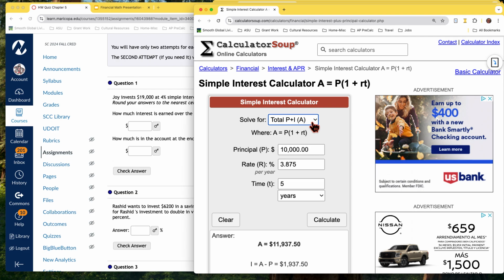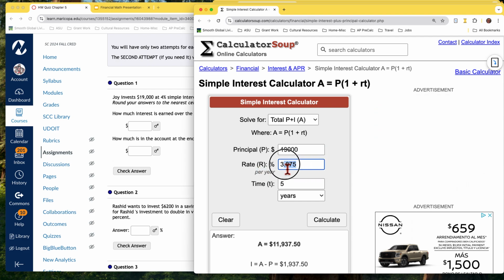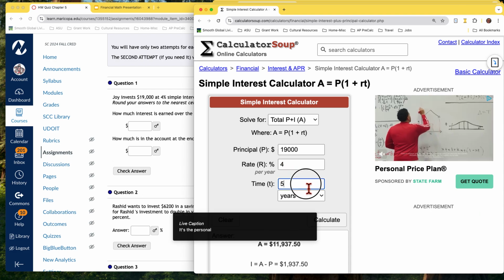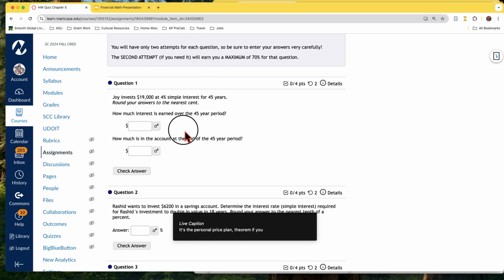Okay, the first one is solving for the total. The principal is what you put in for your savings, so they're going to save $19,000. The interest rate goes here. It's 4%, and we just put that in as 4. And then the time was 45 years.